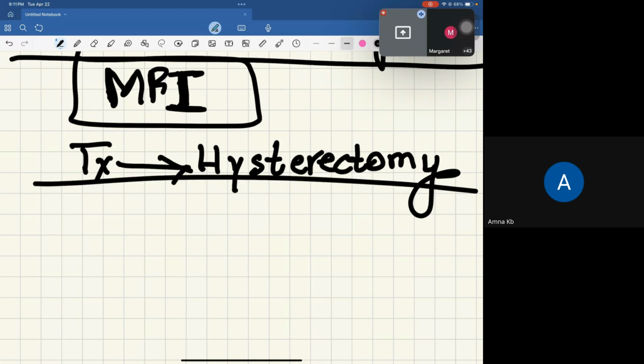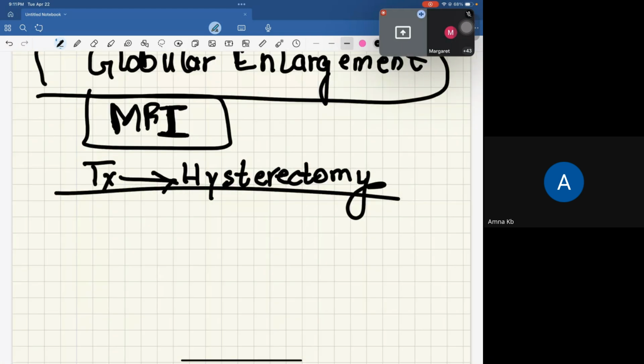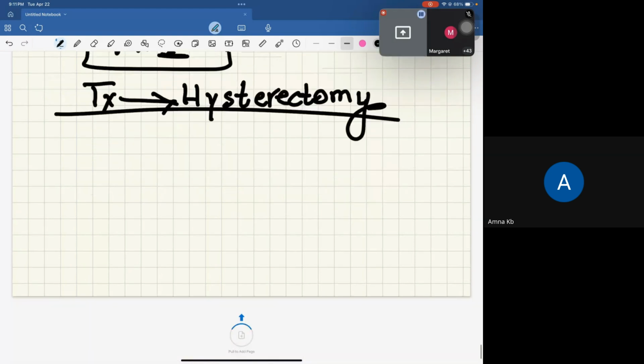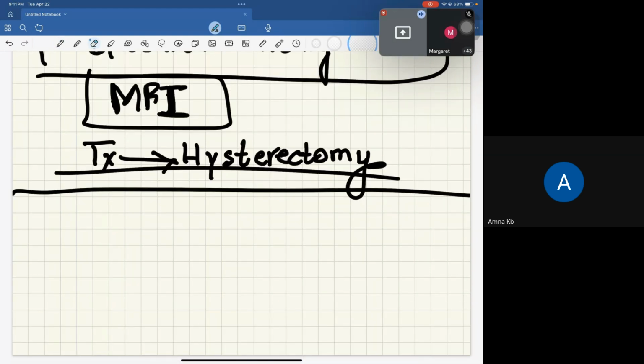We will remove the uterus. That is the treatment of adenomyosis. Now let us move on to another important topic, that is endometrial hyperplasia. So what is endometrial hyperplasia?